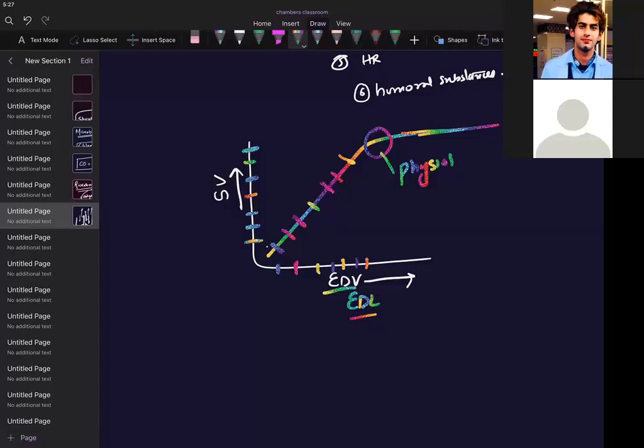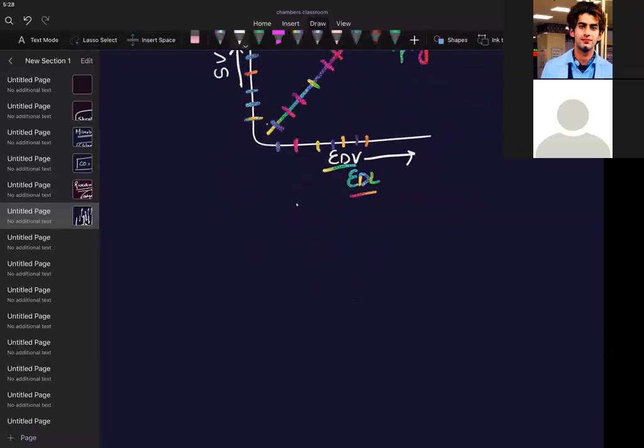Will that increase the stroke volume or not? Very nice. For that, I want to show a different graph. I want to tell you, the same graph I will be using, but I want to make a width for that. The width will help me in understanding more.